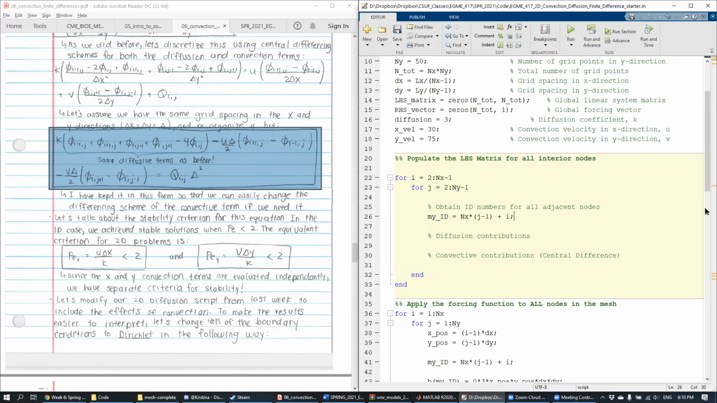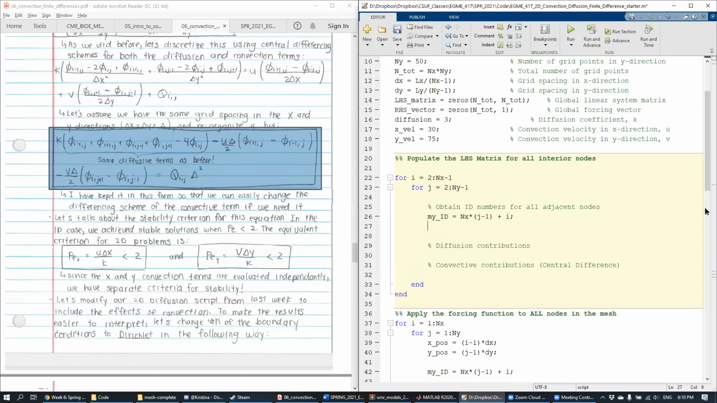And remember, the reason we do this is because right now we're visiting the nodes in IJ notation, but in order to incorporate this into our left-hand side matrix, we need to compute its unique ID identifier. So that's my ID. Next, we have left ID. This is the ID number for the left neighbor. The left neighbor has the same j coordinate, so we're going to have nx times (j minus 1) plus (i minus 1), because the left neighbor's i value is 1 less compared to the current node.